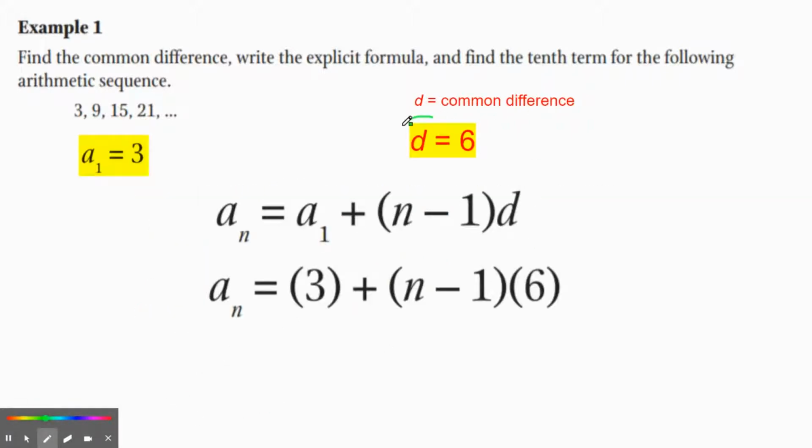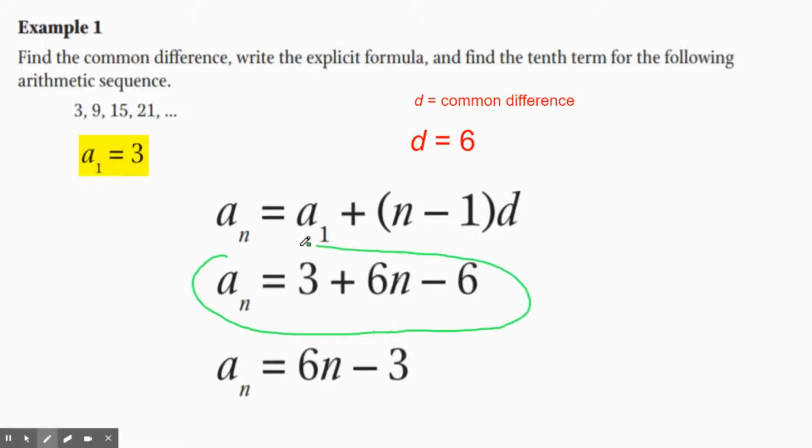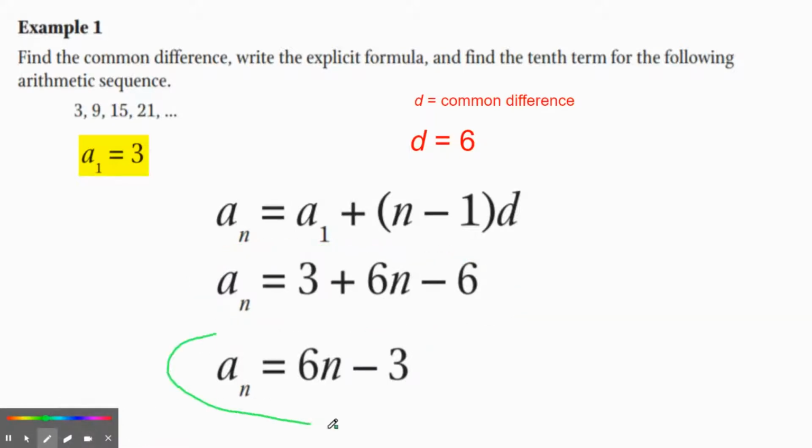With a common difference of 6, and the first term is 3, we can just go ahead and use the explicit formula. So the first term is 3. The common difference is 6. Distribute. And then you will get the final answer: a sub n is equal to 6n minus 3. And there's the explicit formula. Now we can use this to find the 10th term.